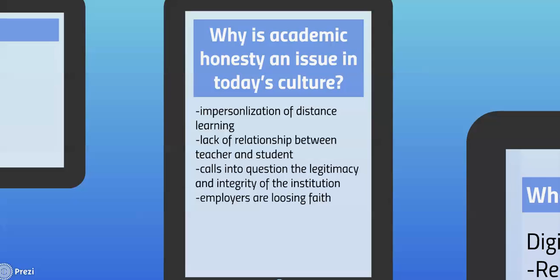Cheating also calls into question the quality of an institution's academic program, the value of its degrees, and the capability of its graduates.